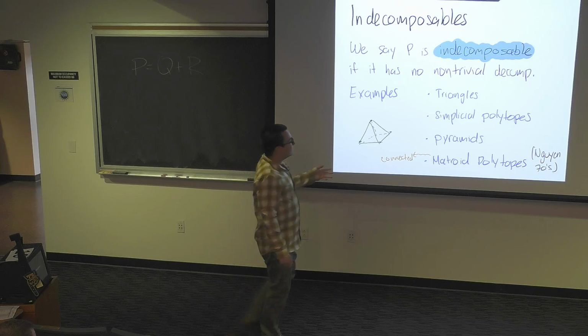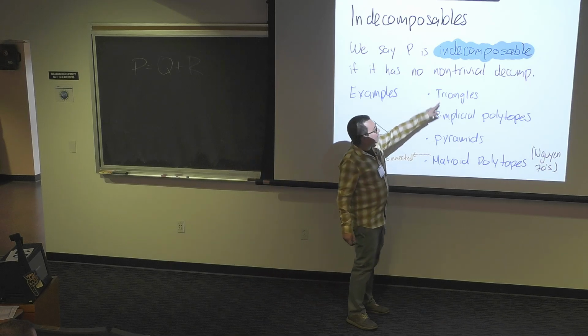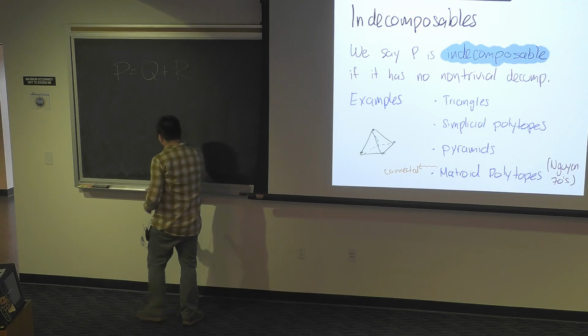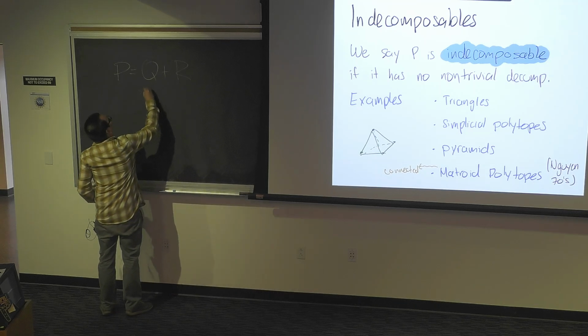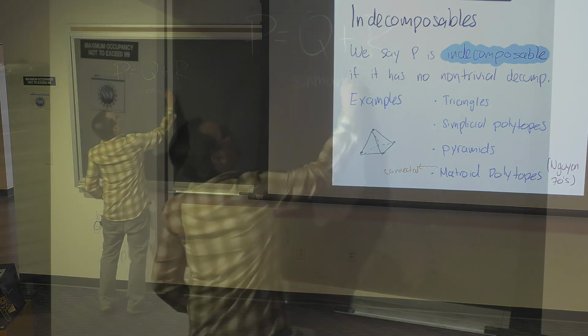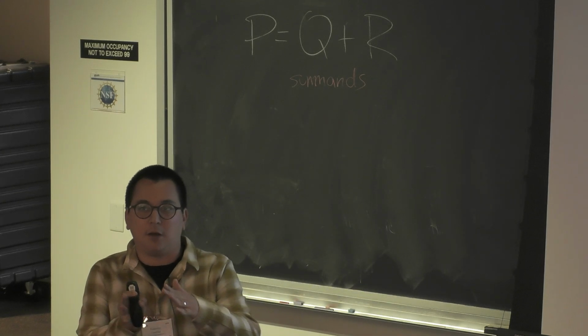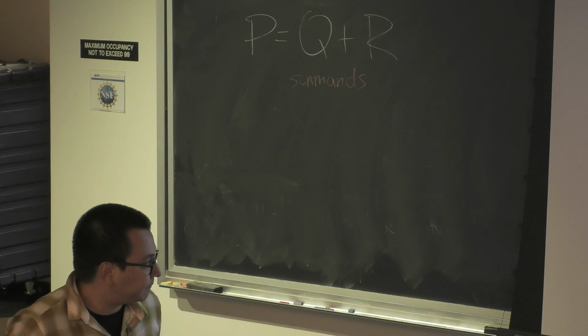The first very simple example is a triangle. Okay? There is no way to write a triangle as a sum of two polygons. You can convince yourself of that quickly. So for a triangle, the only possible summands, we are going to call them summands, are homotheties of the triangle.